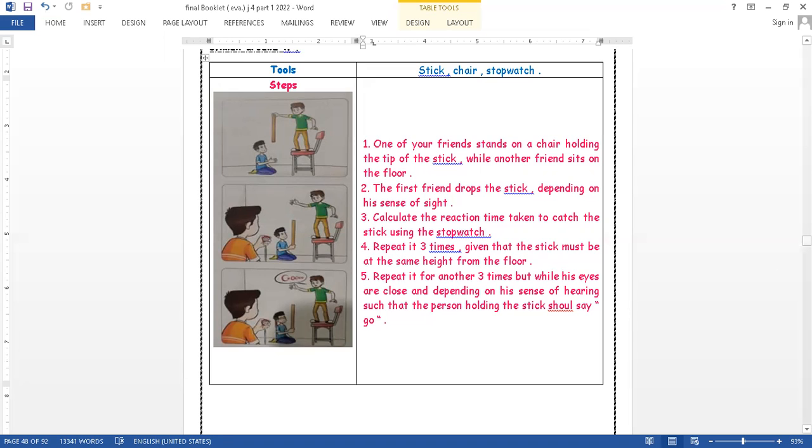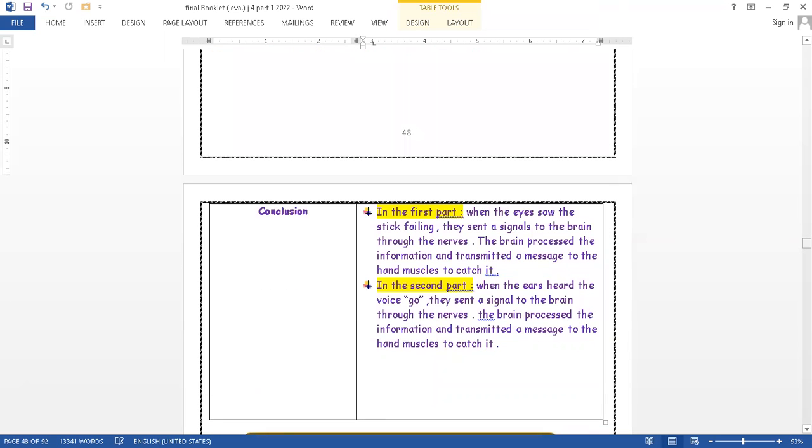So we can say that in the first part they depend on their eyes to see the stick falling. After that, the eyes send specific signals to the brain to ask how to catch the stick. The brain processes this information and sends other messages to the hand muscles to catch it.